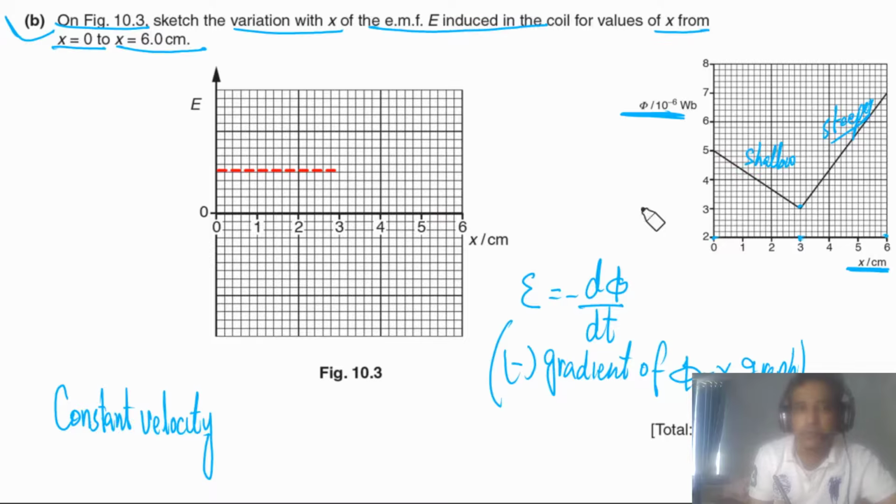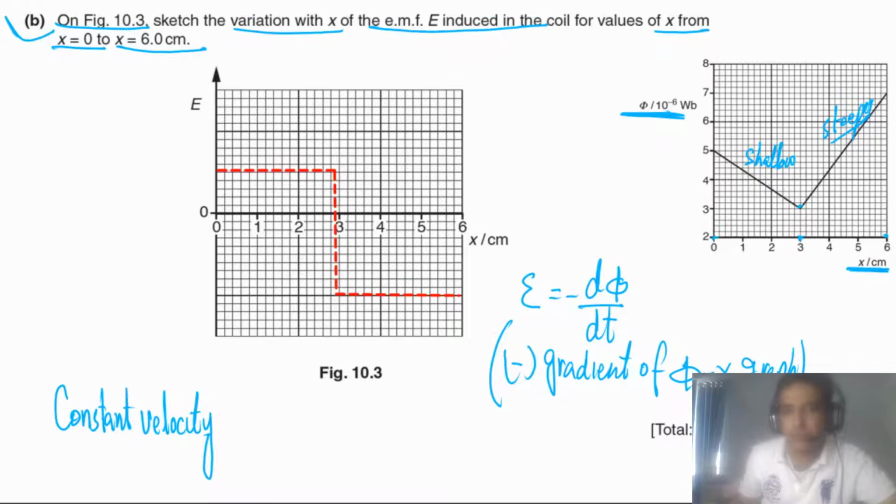Gradient is negative, EMF has to be positive, and gradient of this one is positive, so EMF has to be negative and steeper than this one, so we can draw like this. This is how you need to sketch, and if you want to connect them, we can also connect with this dotted line. We can make it a little bit longer, but this is how you can sketch.